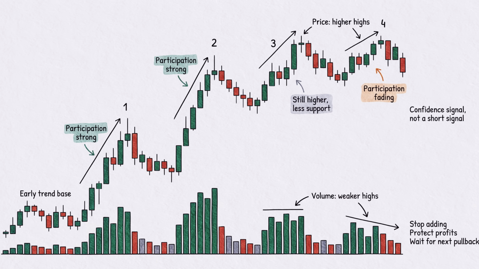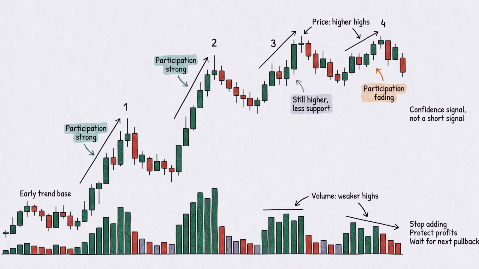Now here is the practical application. Imagine 4 pushes higher in an uptrend. Push 1, strong volume. Push 2, even stronger. Pullbacks are light. Push 3, volume is slightly weaker than push 2. Price still makes a new high. Push 4, volume is clearly weaker. Price barely makes a new high. The chart still looks bullish. The candles are still green. But fewer traders are supporting each new high.